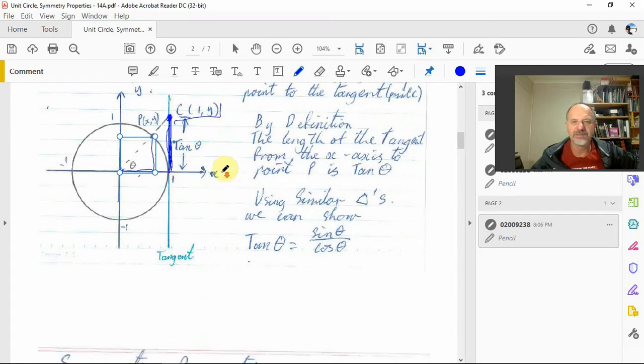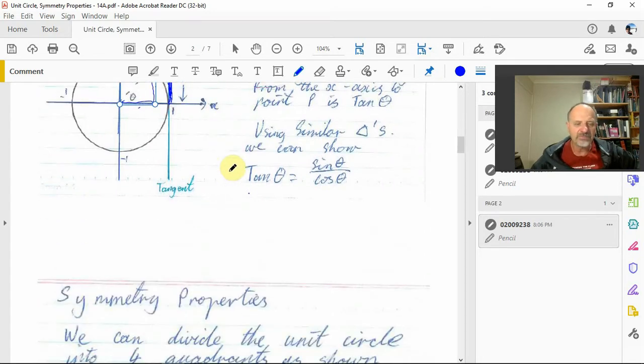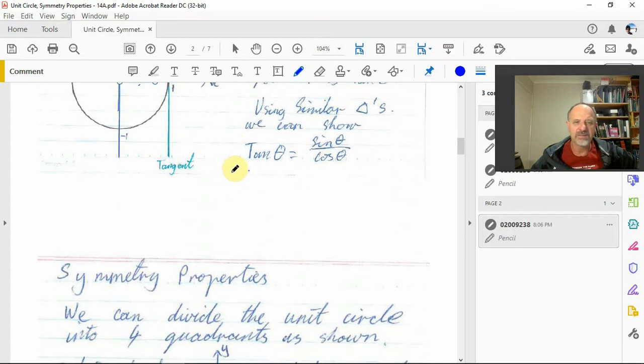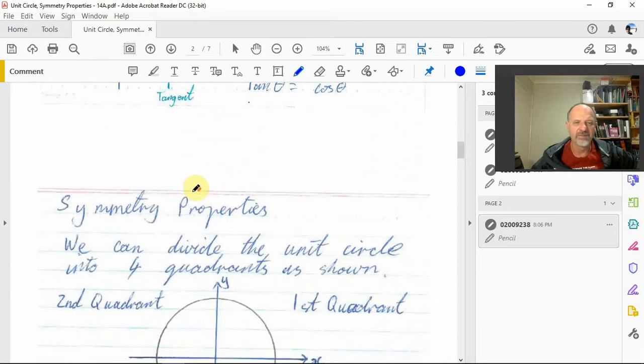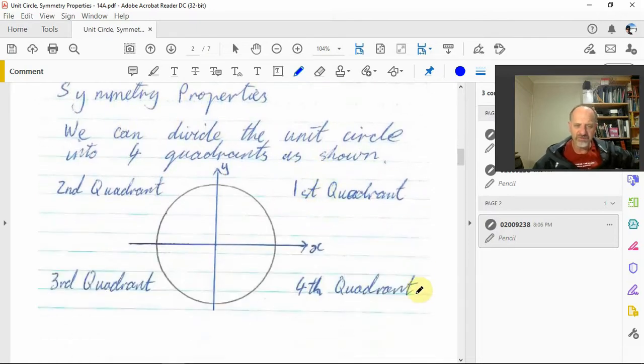You'll do more on that in methods. With this, there are what we would call some symmetry properties, because we're going around in a circle. There are certain things in each of these four sections of the circle that are related to each other, and so we divide them into what we call quadrants. We start here with positive x, positive y, and we call that the first quadrant. Then we go around in an anti-clockwise direction, so over here is the second quadrant, the third quadrant down here, and the fourth quadrant.